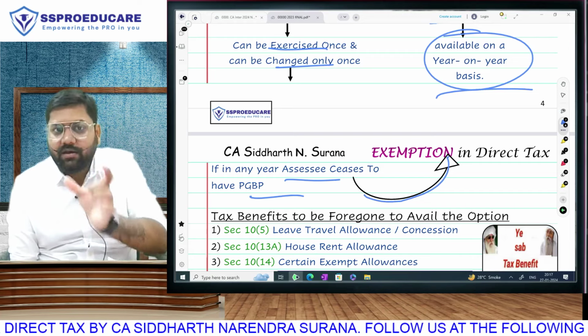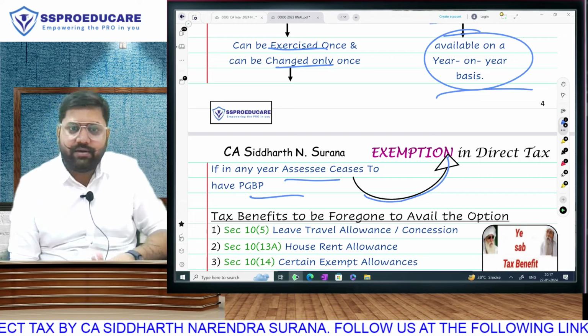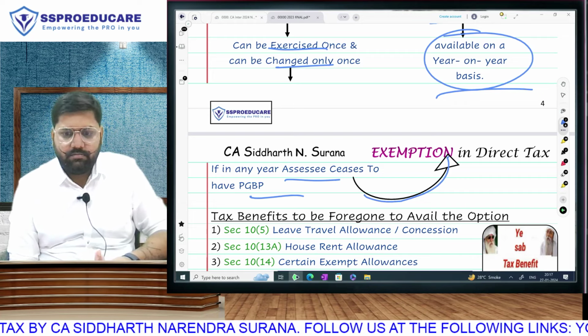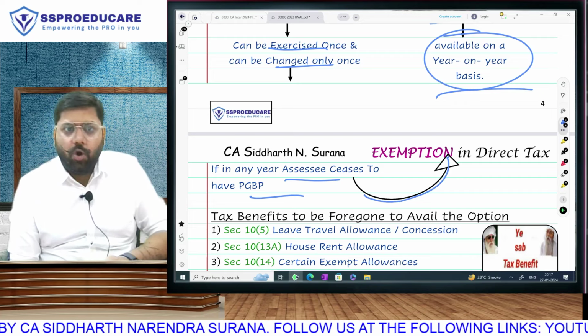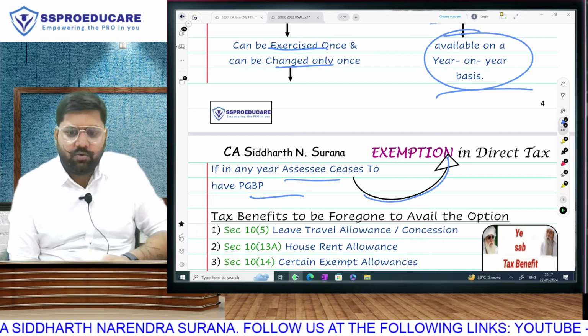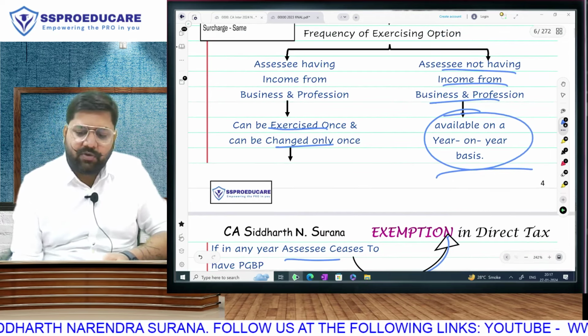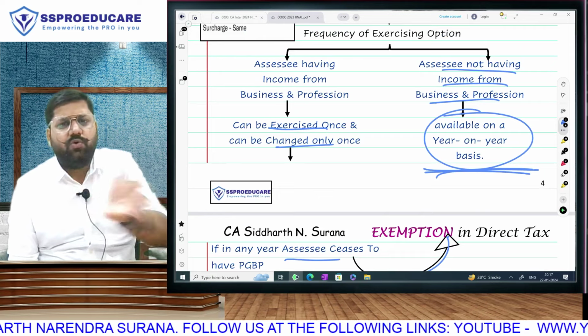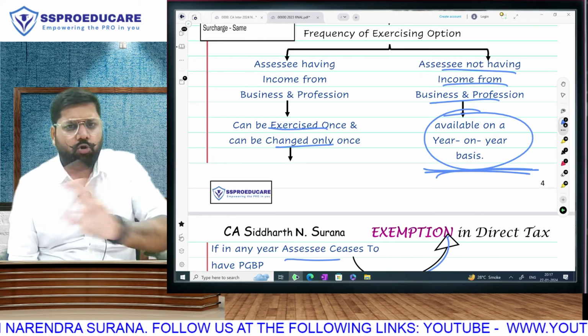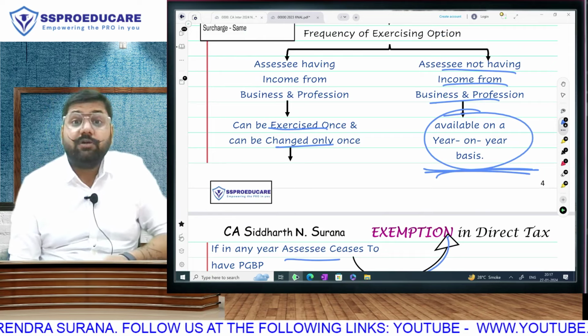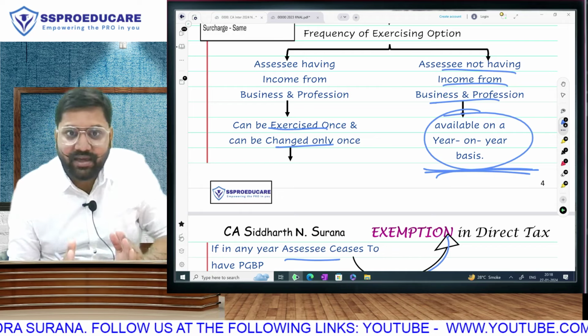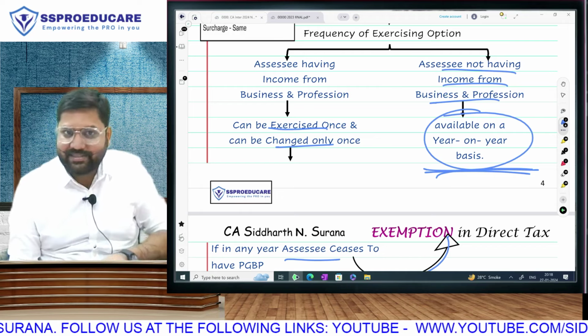That means, in the current scenario, by default you are in the new regime. If you want old, then you opt out. So if you opt out, you'll come in old. For non-PGBP people, you can opt out every year. Every year you can choose old, new, old, new, in any combination. But those who have PGBP, by default they are in new. If you want old, exercise your option.